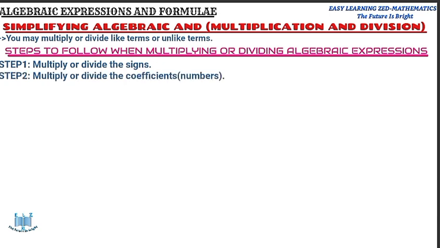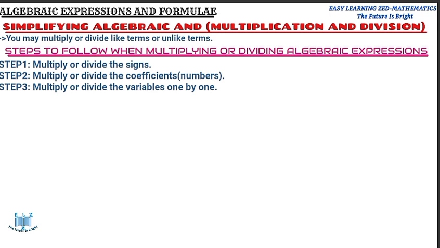The second step you need to follow is multiply or divide the coefficients. That means numbers. After multiplying the signs, you now multiply the coefficients, which are numbers. Once you have gotten the product, the next thing you do is multiply or divide the variables one by one. So first, you multiply the signs. Second, you multiply the coefficients, which are numbers. The third step is you multiply or divide the variables one by one.